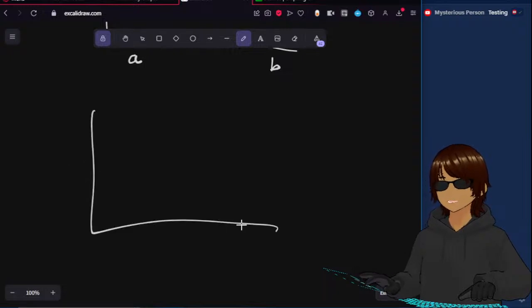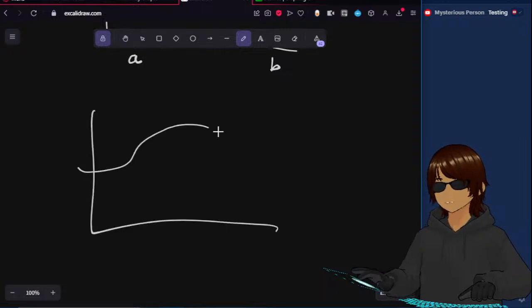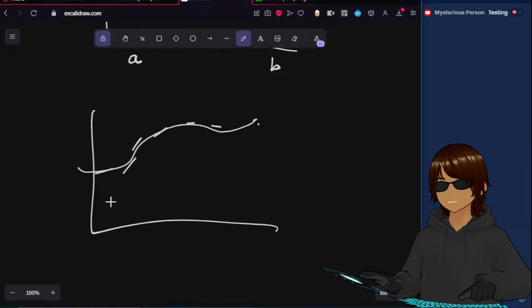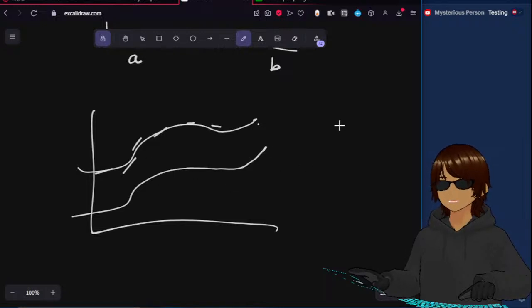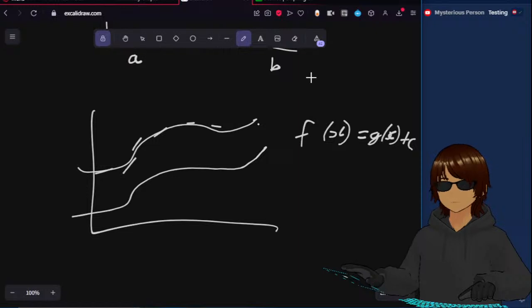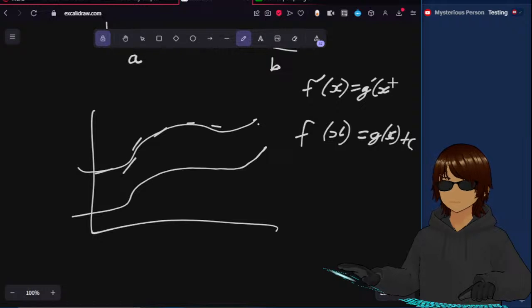Let's say you have a function f of x. You have some derivative over here. You have all these gradients. G of x will have all the same gradients, so basically the same shape. If the shape is the same, then f of x is g of x plus c. That is, if the gradients are equal. This implies this, and I guess it's biconditional.